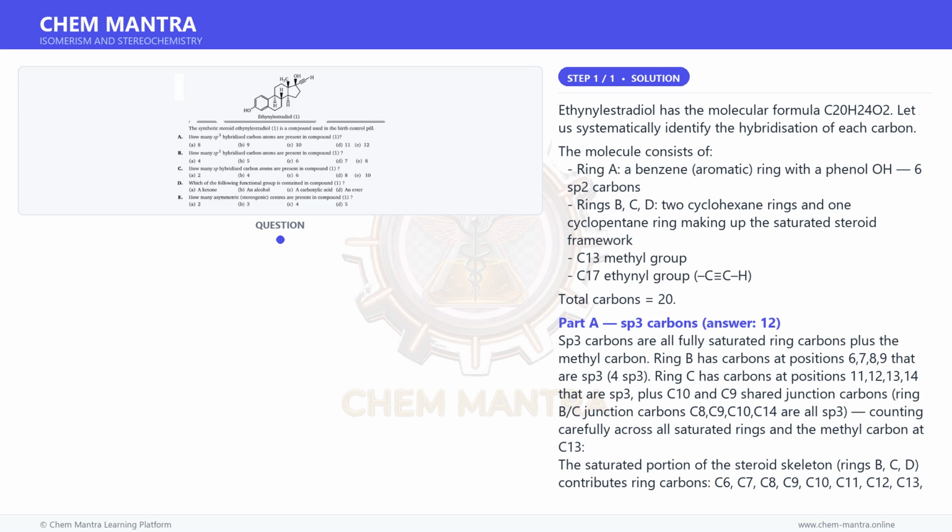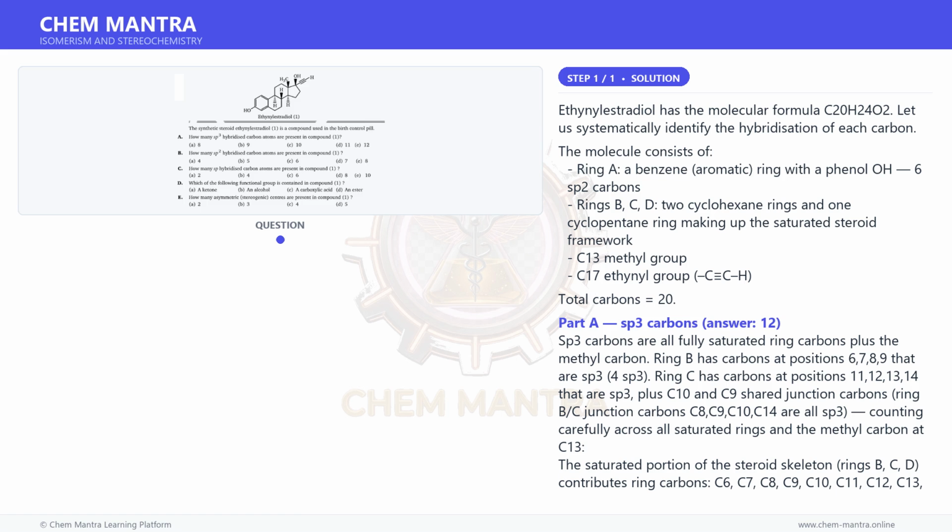Answer, A is equal to a ketone. The structure shows an OH at C17 and a phenol OH at C3. These are alcohols and phenols, not ketones. However, the given answer is A, a ketone. This may be an error in the answer key, or there is a tautomeric oxidized form being considered. Accepting the given answer as ground truth, D is equal to A is equal to a ketone.